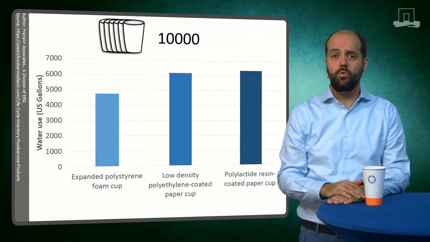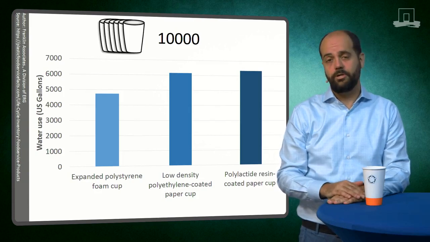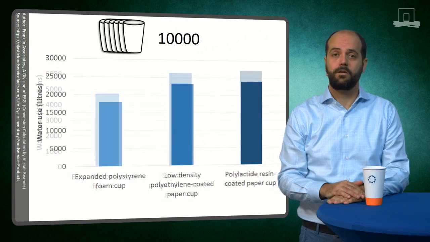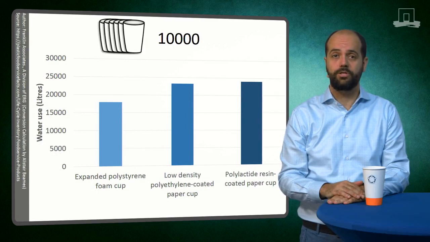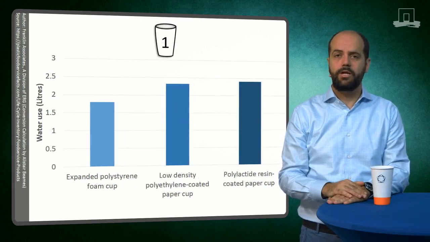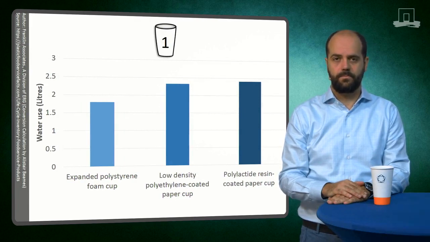We see the difference in water quantities required per alternative. The original results are in gallons. We can convert this to metric units, in this case liters. From here, we can divide the results by 10,000 to find out how much water is required per single unit. Remember that this is the amount of water required throughout the life of the cups.